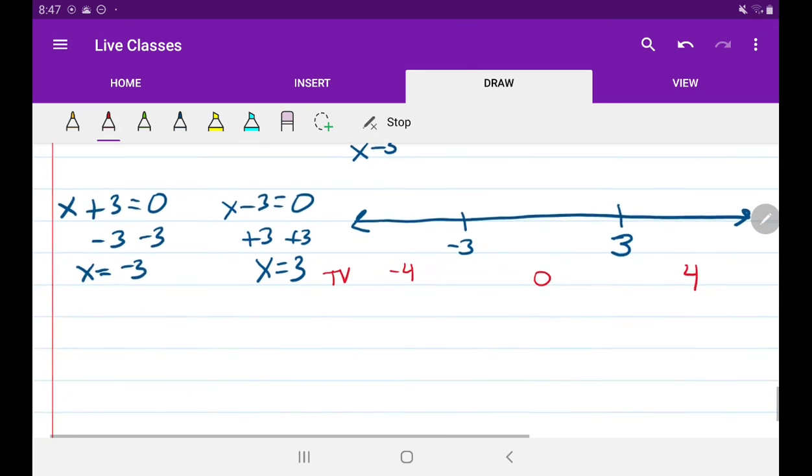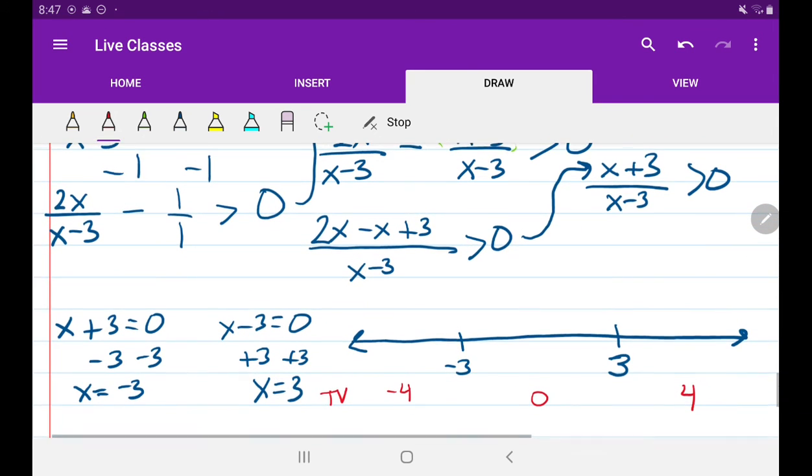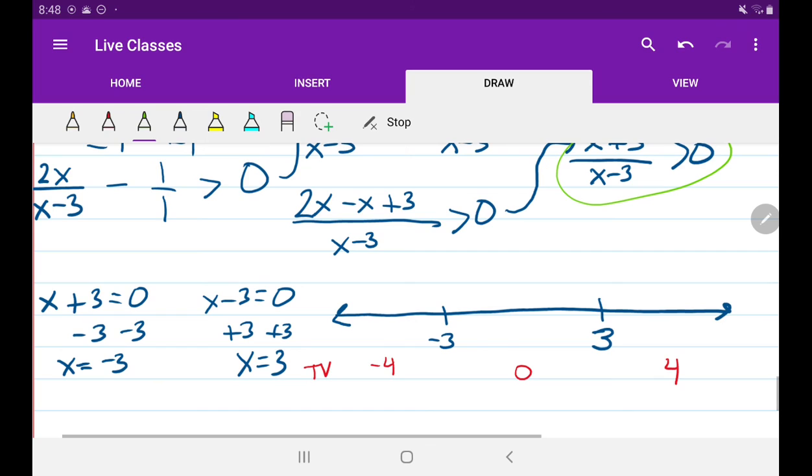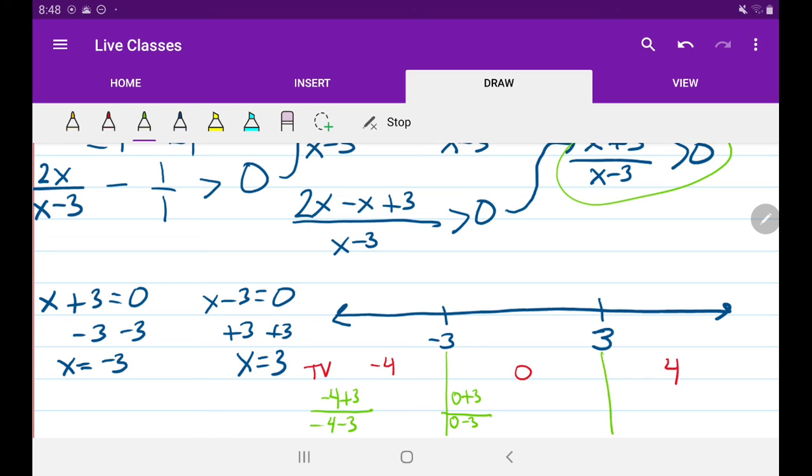And I can plug these numbers in. When I go ahead and plug these numbers in, I'll plug them into this right here. I can test them out in that. So let's see, I'll have negative 4 plus 3 over negative 4 minus 3. I'll have 0 plus 3 over 0 minus 3. And then I'll have 4 plus 3 over 4 minus 3. So go ahead and simplify these.